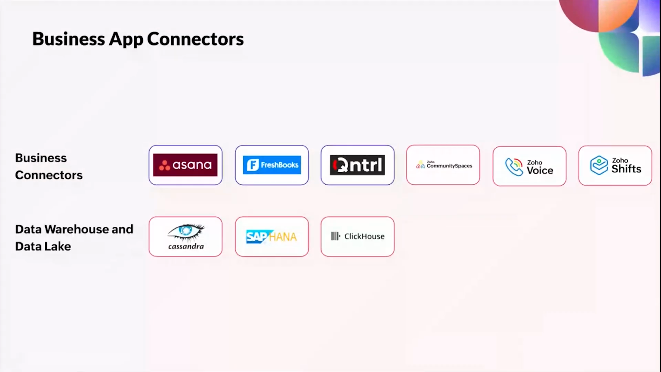And in terms of data warehouse and data lakehouse, we have 3 new integrations brought into the Zoho BI platform. We have Cassandra, which is a distributed NoSQL database, widely used for handling high volume of data. So now you can bring in the data from Cassandra to the Zoho BI platform. SAP HANA and ClickHouse are columnar databases typically used for high performance processing.